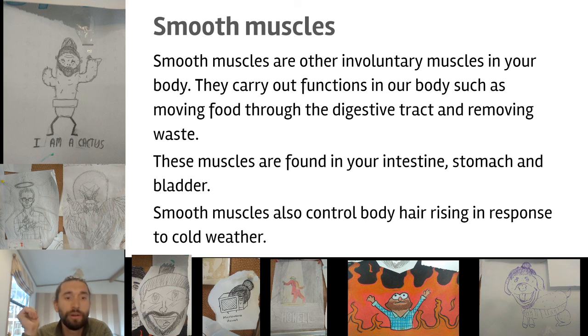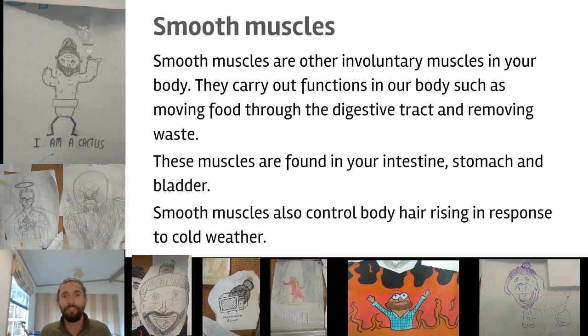The next type of muscle is called the smooth muscles. These are another involuntary muscle, and they carry out functions in our body such as moving food through our intestine and removing waste out of our body. Once again, we have no control over these. They just do their job without us even thinking about it.